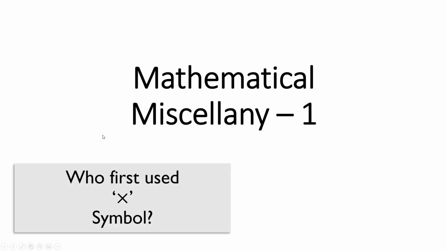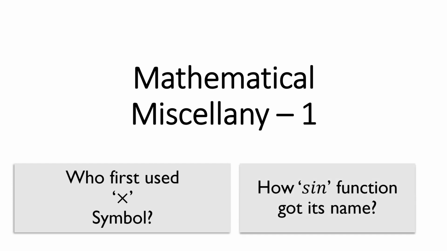In this episode of Mathematical Miscellany, we have two topics. We begin by knowing who first used the multiplication symbol in mathematical literature, and his brief contributions. And the second topic would be how the trigonometric function sine got its name.